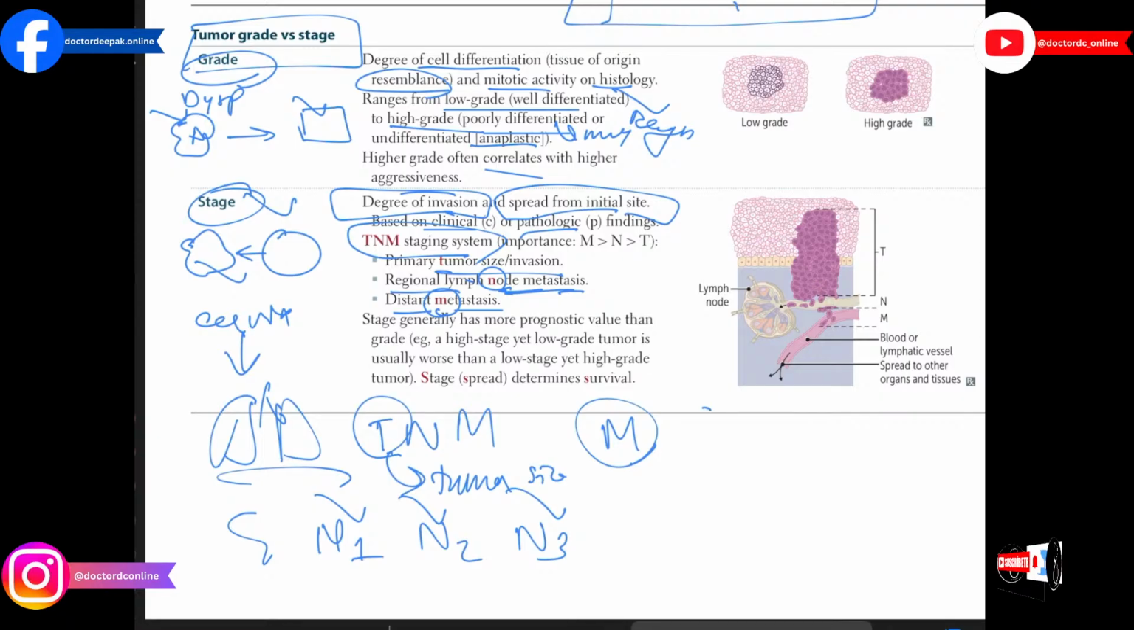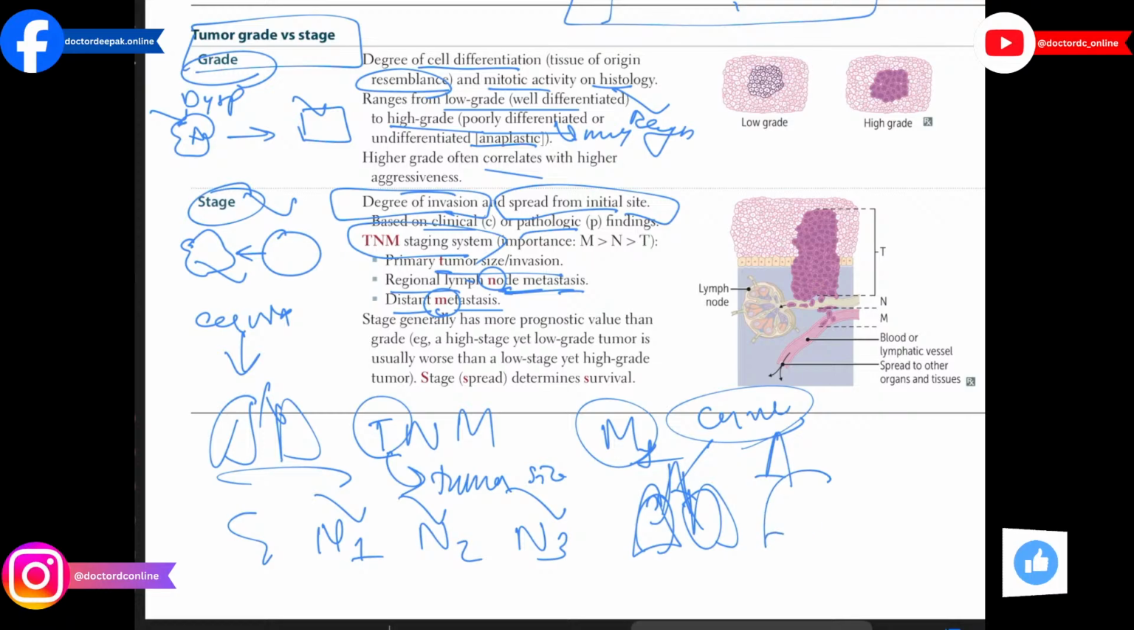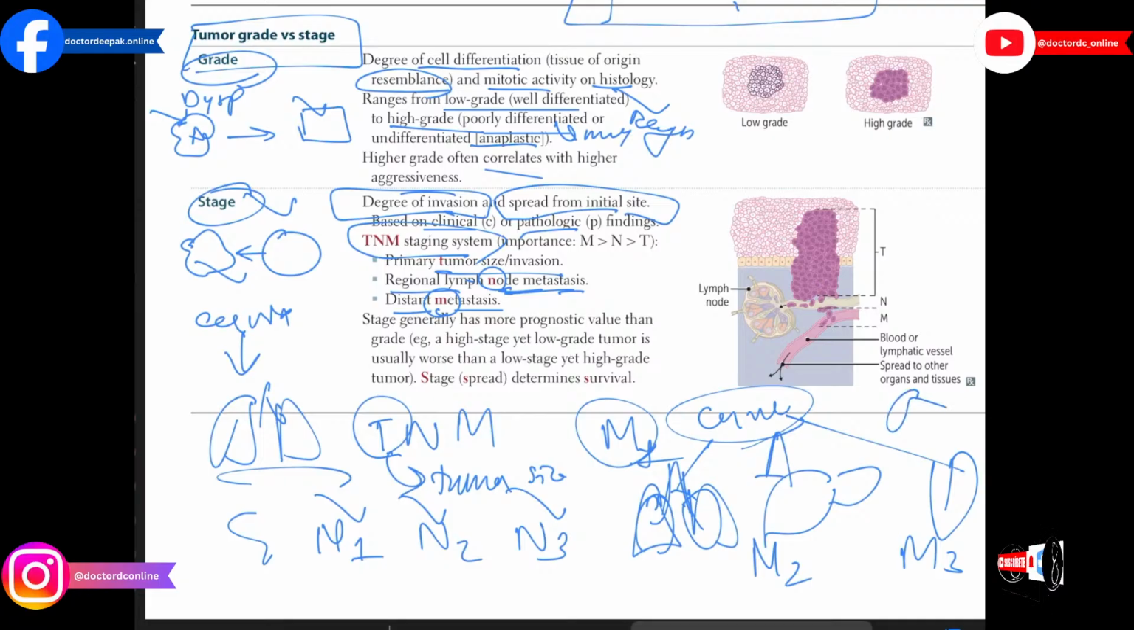So, for example, if cervix cancer has spread to the lungs only, then it will be M1. If it's spreading to the lungs plus the liver, then it will be M2. If it goes to the heart also, then M3, and going to the brain, then M4. Okay? The 1, 2, 3, 4 tells how many organs are involved, and N1, N2, N3 tells how many lymph nodes are involved.